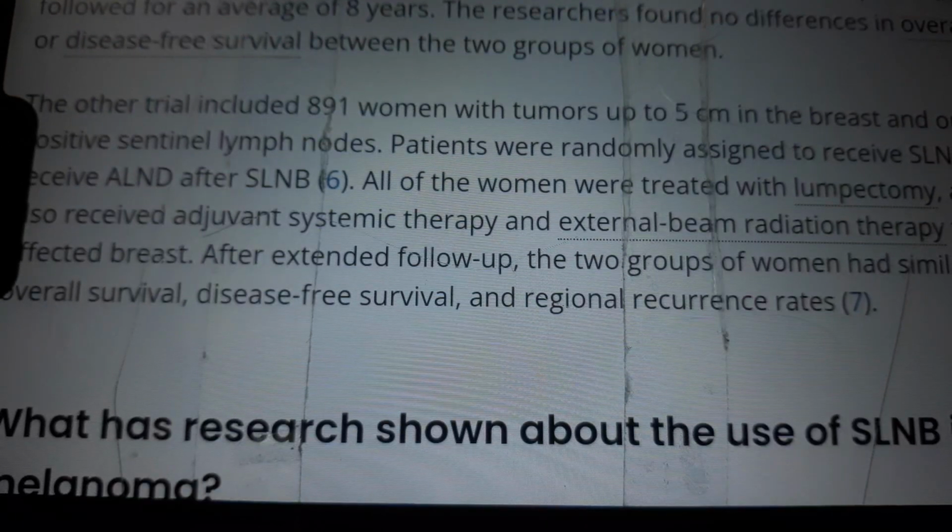Their research has found no differences in overall survival or disease-free survival between the two groups of women. I repeat, the research has found no difference in overall survival or disease-free survival between the two groups of women.